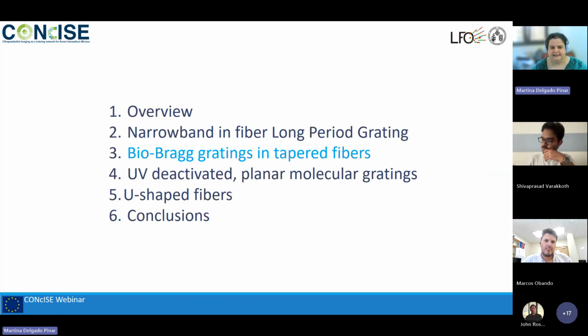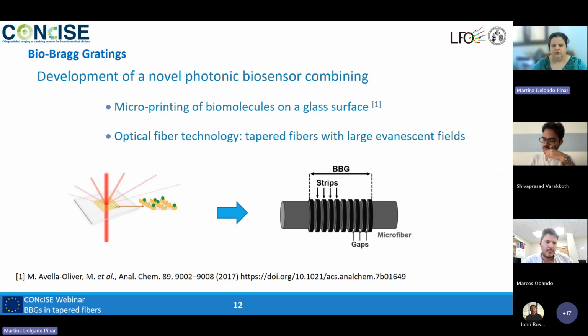The second one is based on bio-Bragg gratings. What's a bio-Bragg grating? I'm going to explain that now. In this case, we are going to combine one technique that comes from planar surfaces, which is microprinting of biomolecules. This is already done for chip-compatible biosensors, with optical fiber technology. In our case, we are going to use taper fibers.